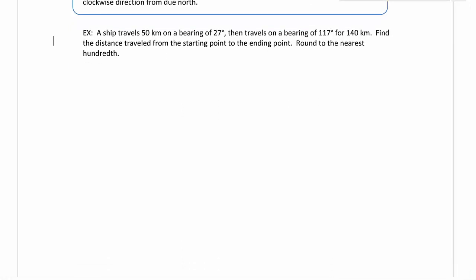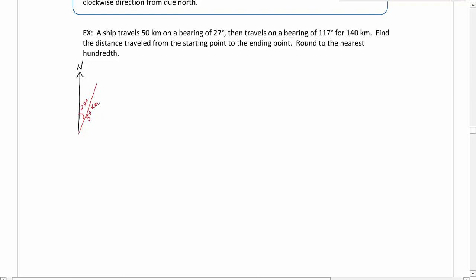We're going to start by carefully drawing our picture. So there's a ship traveling 50 kilometers on a bearing of 27 degrees. So for that bearing, we're going to start with a due north line, and then we're going to go 27 degrees in a clockwise rotation from that due north line. And I do my best to kind of draw it to scale, but it's never going to be perfect. All right, 27 degrees, and that's 50 kilometers.